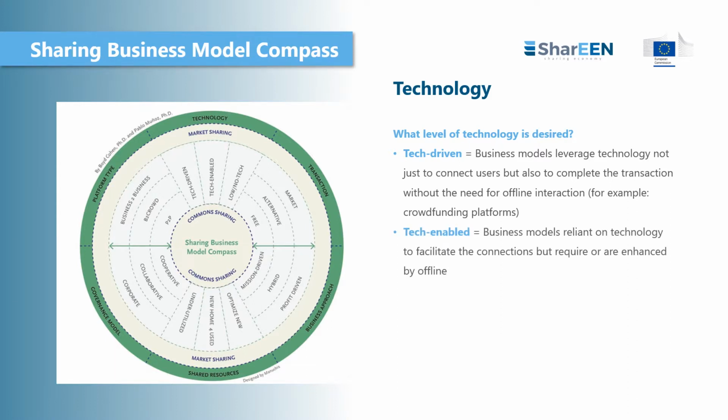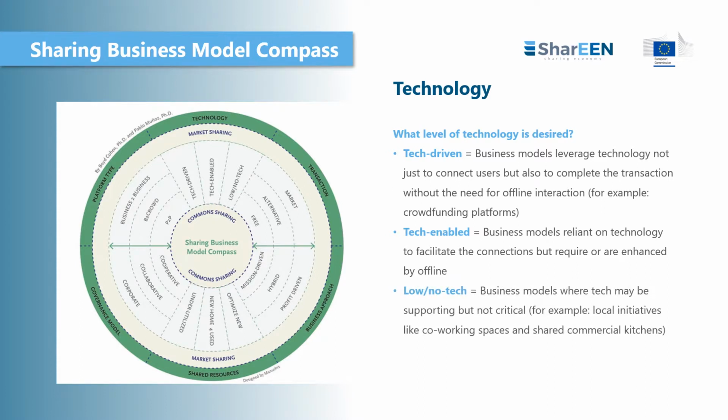They can also be tech-enabled. The majority of startups fall in the tech-enabled domain, which represents business models reliant on technology to facilitate the connections, but require or are enhanced by offline interactions. Examples of tech-enabled business models can be found in platforms like Airbnb, where online booking and offline usage complement each other.